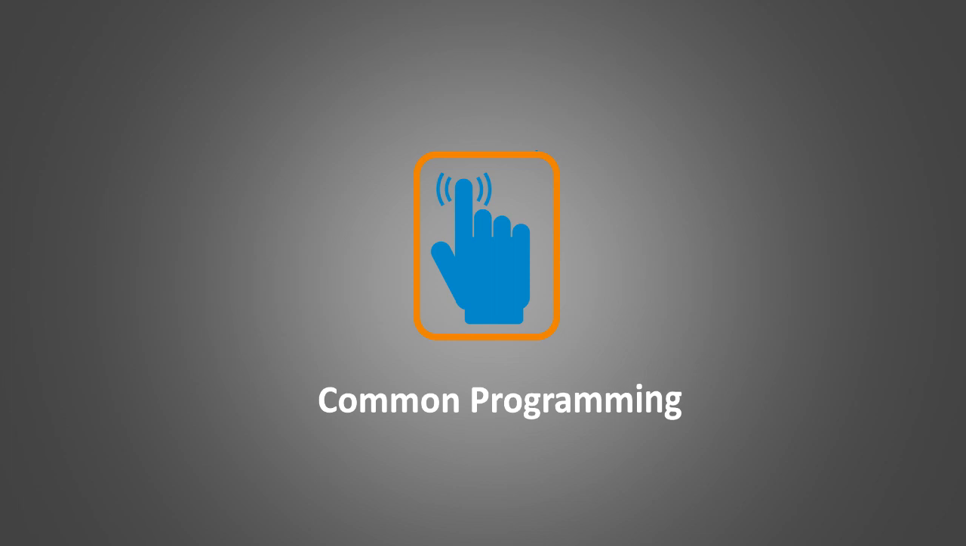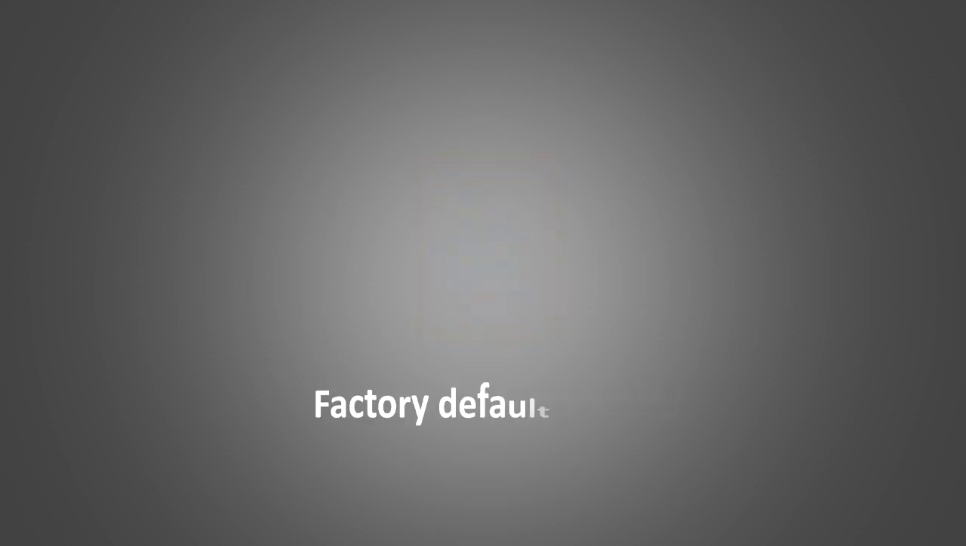Common programming. In this module, let us look at the programming part which is common for all the switching devices. Factory default settings. Let us see the procedure when the user wants to restore factory default settings.